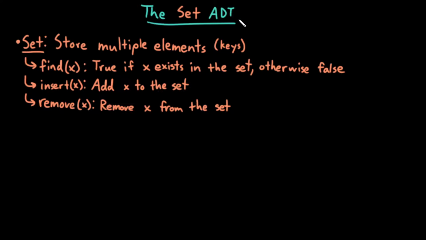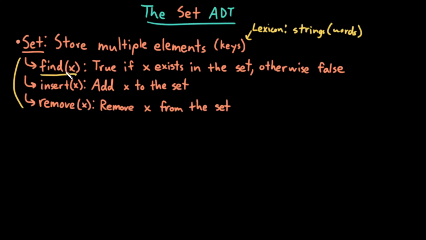And there's actually a special type of the set ADT called the lexicon, which is specifically a set that stores strings or words. So the set ADT, and specifically the lexicon ADT, is a version of the set ADT that stores strings or words. The set ADT stores multiple elements or keys, and specifically it's defined by these three operations.